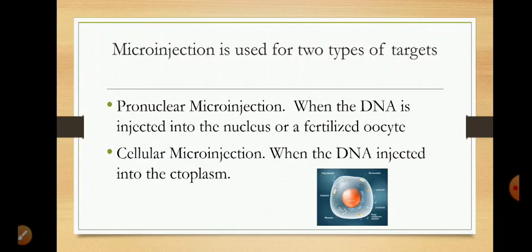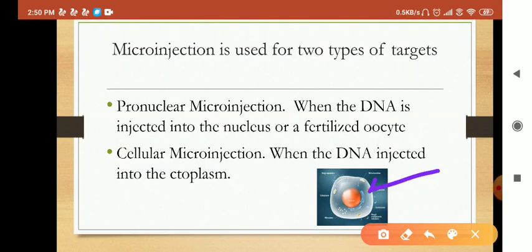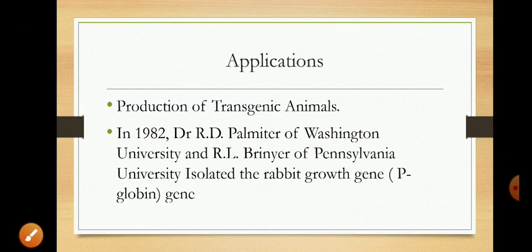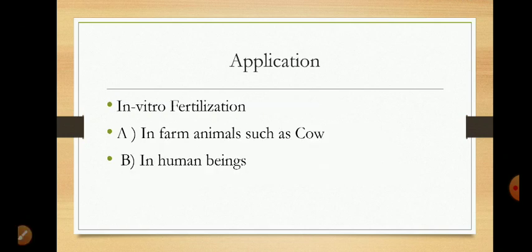Microinjection has two types of target. It may deliver the DNA only into the cytoplasm, or it may go to the nucleus. When it goes to the nucleus, it is known as pronuclear microinjection, and when it is only in the cytoplasm, it is known as cellular microinjection. Now, applications: in transgenic animals, and in vitro fertilization of cow as well as human beings.